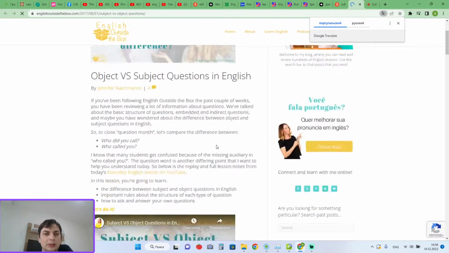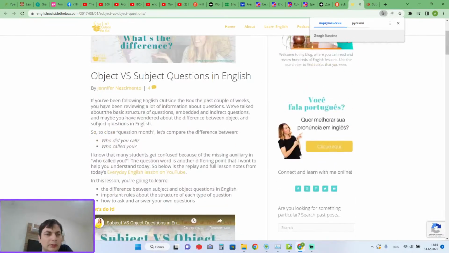Let's try to understand in English. If you've been following English Outside the Box the past couple of weeks, you have been reviewing a lot of information about questions. We've talked about the basic structure of questions, embedded and indirect questions, and maybe you have wondered about the difference between object and subject questions in English. So, to close question month, let's compare the difference between who did you call, who called you.